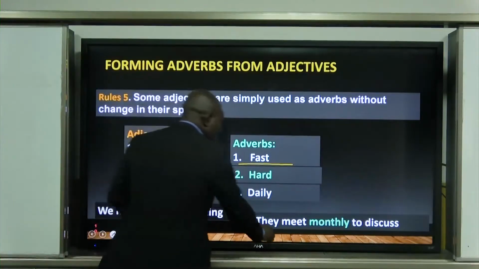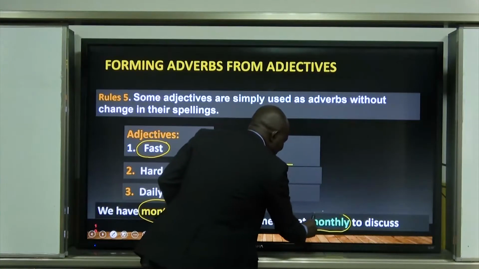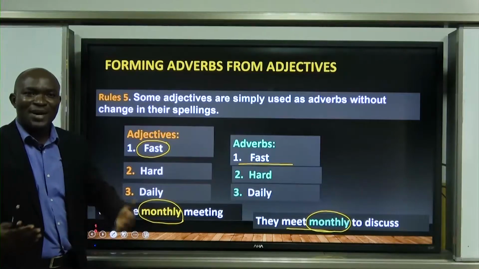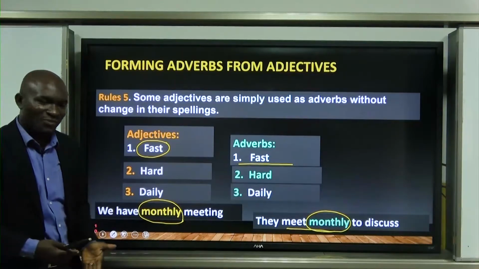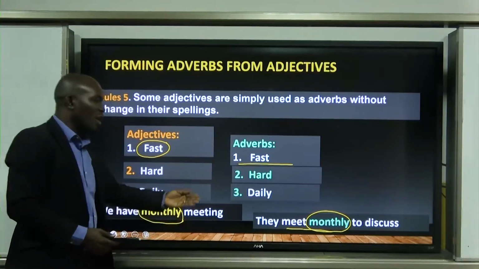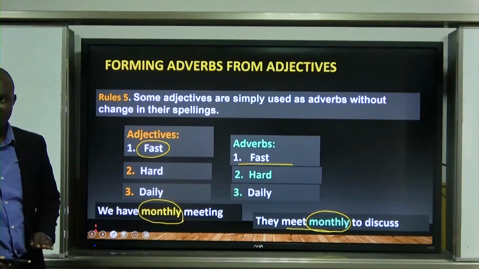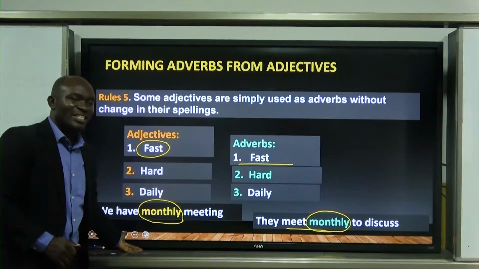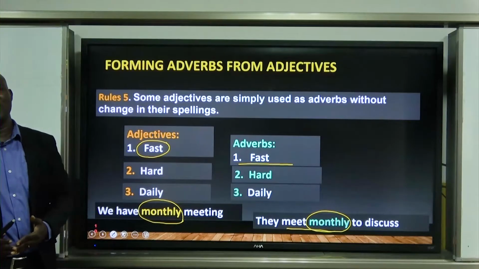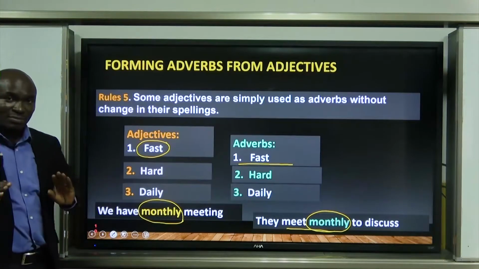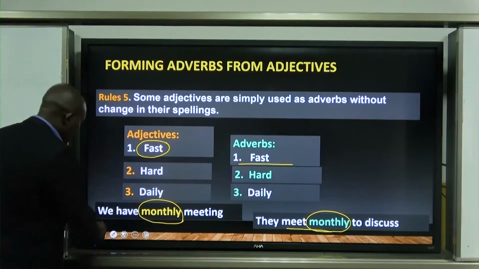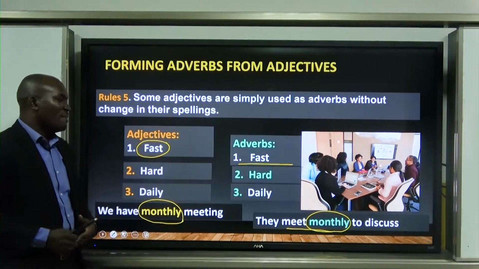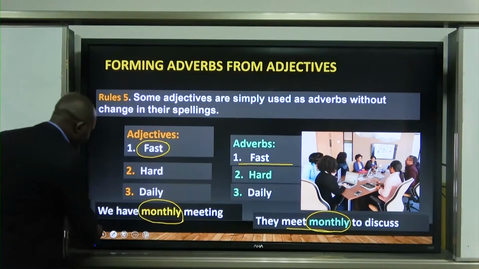And then we can also use monthly as an adverb by saying what? They meet monthly. If you remember in our last lesson, adverb of frequency or adverb of time. We say they meet what? Monthly to discuss. They meet monthly. So monthly can be used as an adjective and can also be used as what? An adverb. Do you get that? All right. Okay, so we say they meet monthly to discuss.